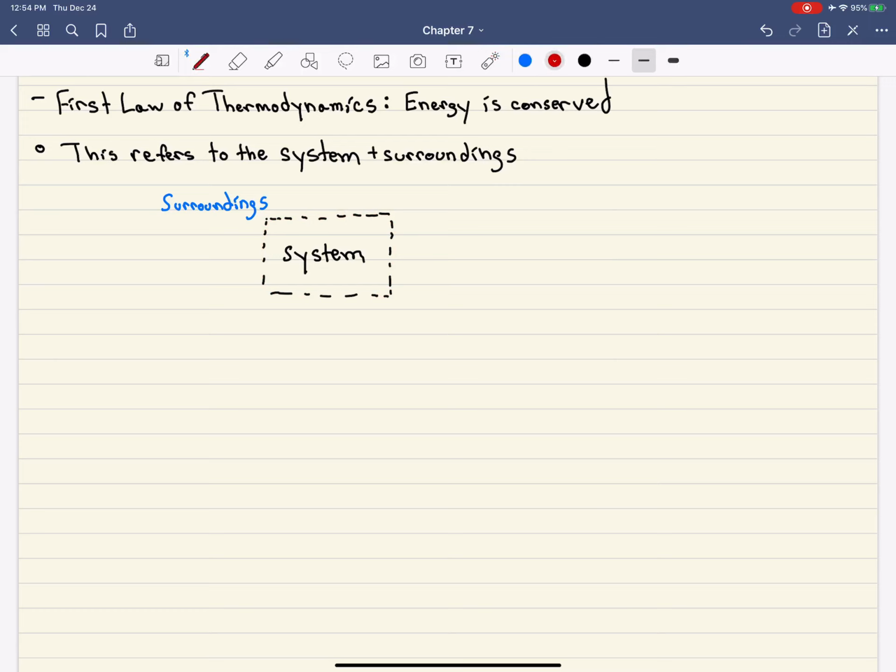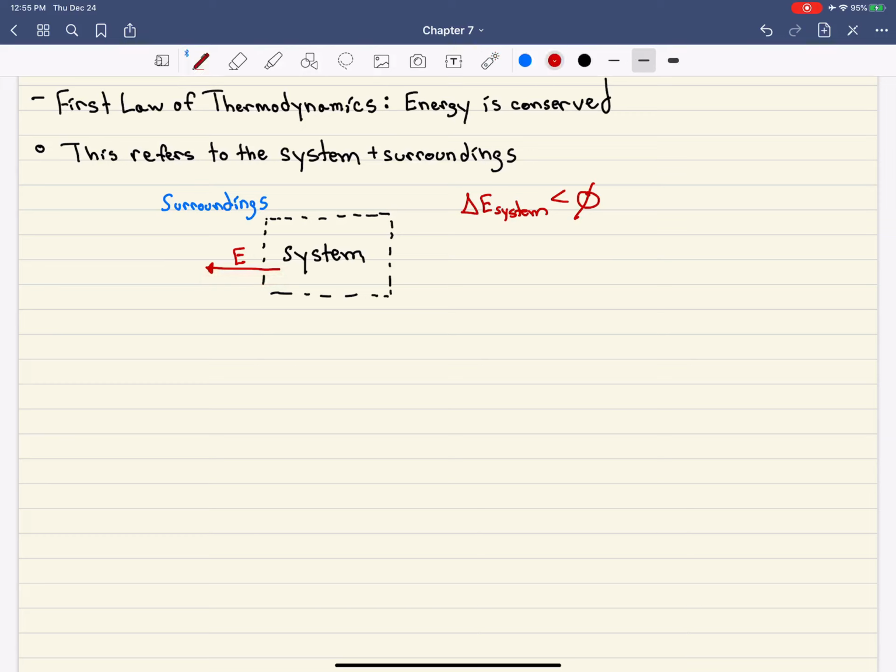Now, let's say that in our system, for some reason, there's a net transfer of energy outside of the system, okay? All right, and so if we just considered the amount of energy in the system, or the change of energy, right? That change of energy would be negative. It'd be less than zero, right? Because energy is leaving the system.